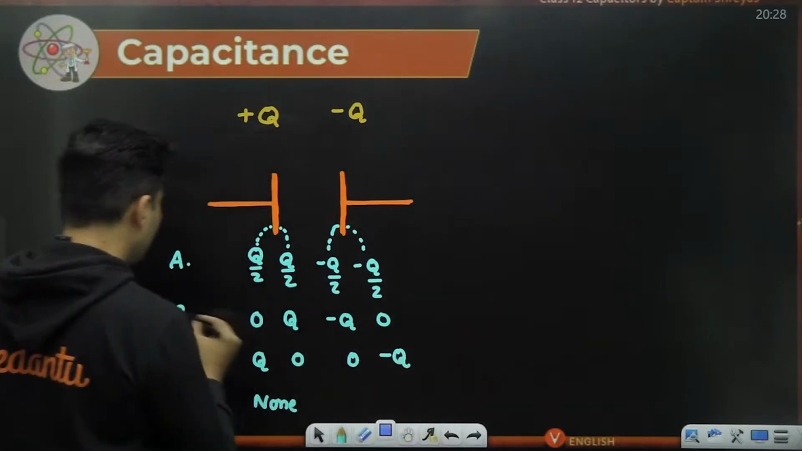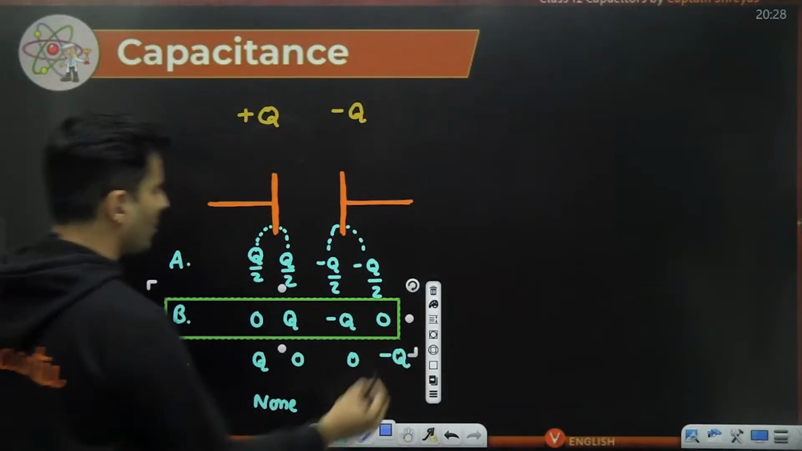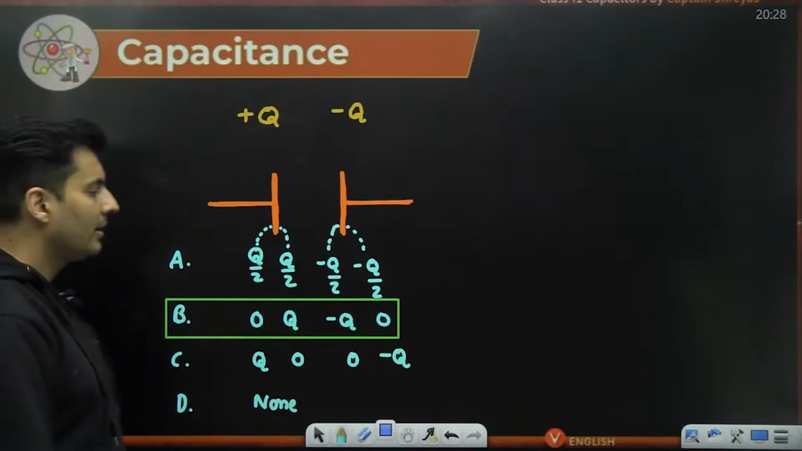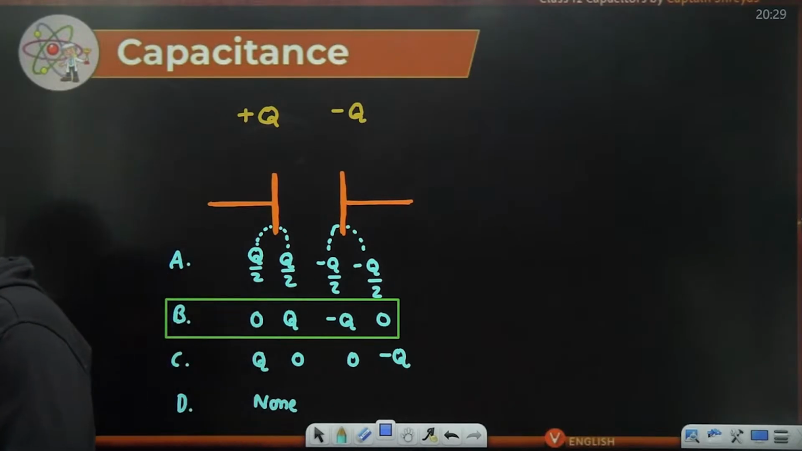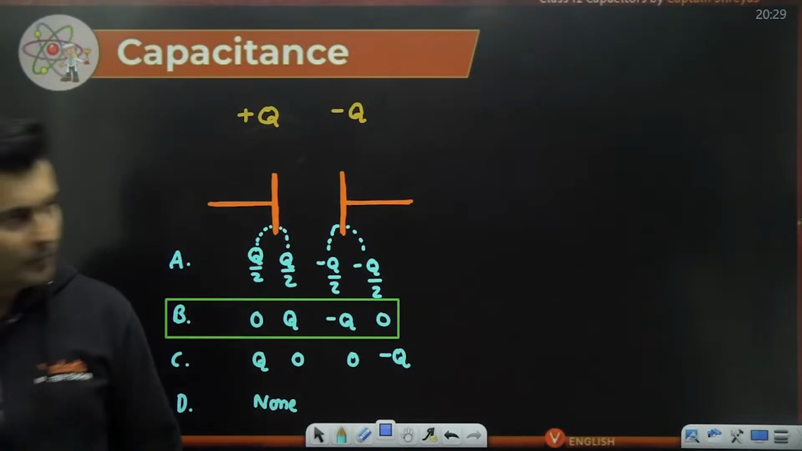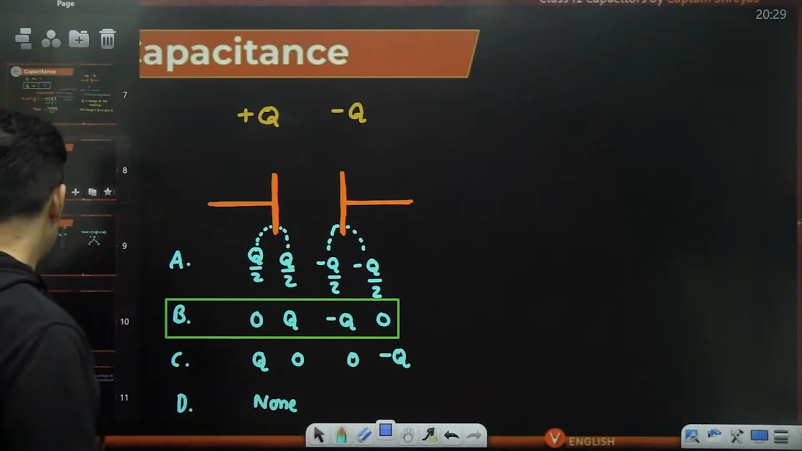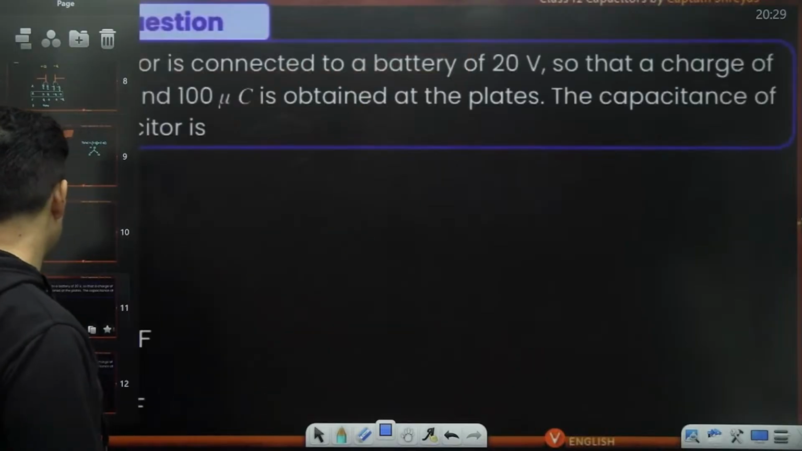So option B is the right answer. This is absolutely clear, my dear warriors. Very good, Muglian. Yes, Tejas, perfecto. Awesome. Let's solve some questions coming up on your screen.